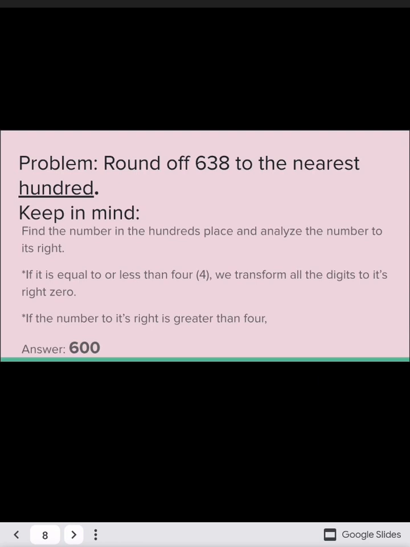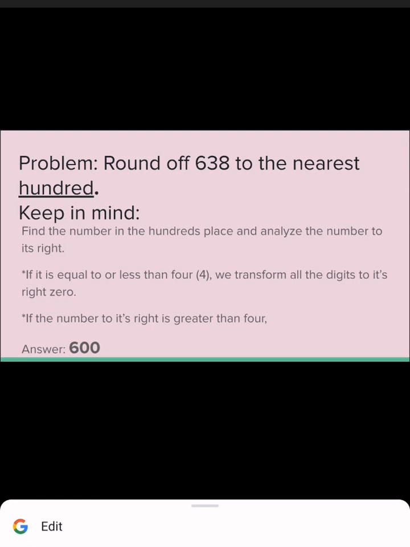As we round off this number to the hundreds place, we are going to identify the number to the right. So find the number in the hundreds place and analyze the number to its right. That's what we are doing. So the hundreds place is 6, and then we think, how much is the number to the right? Why? Because if it is equal to or less than 4, that's the rule, we transform all the digits to its right to 0.